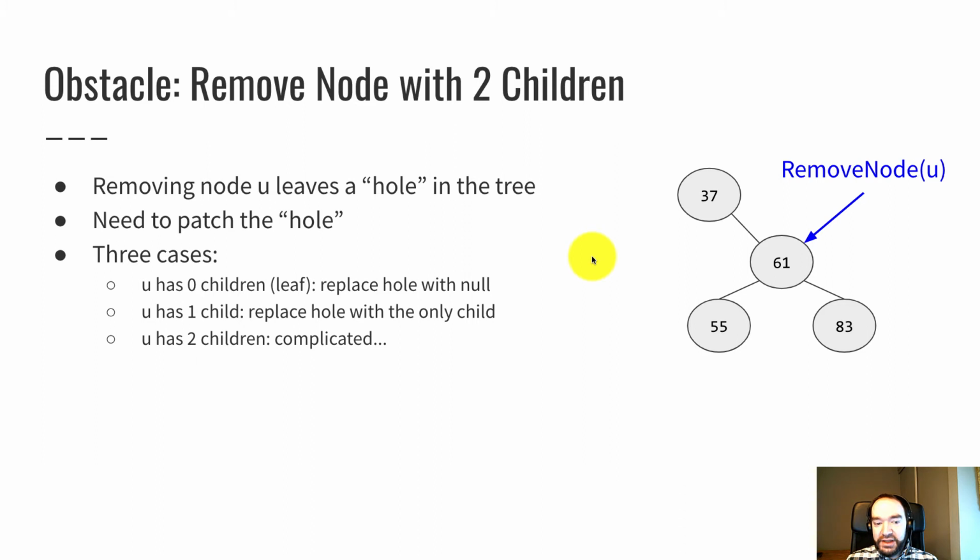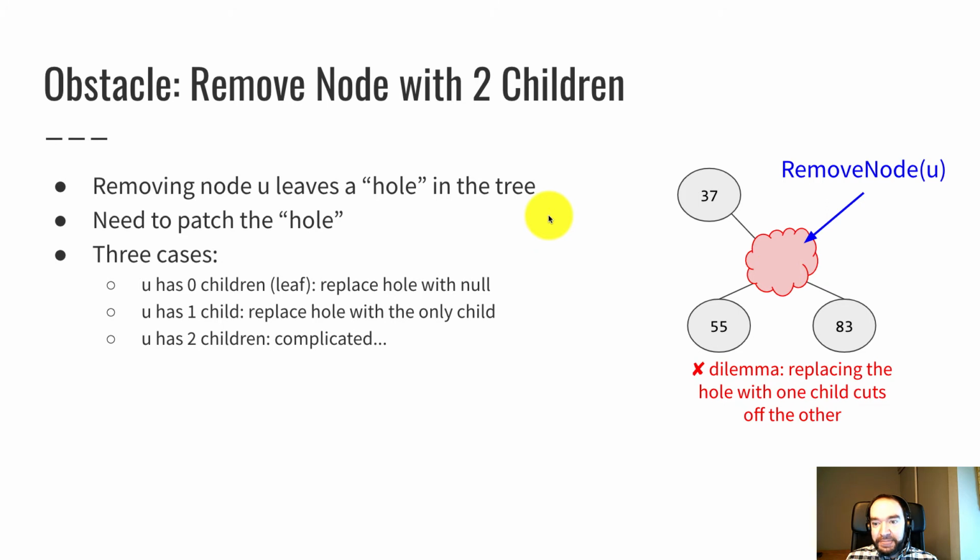What do we do? Well, if we take that node out, there's a hole here. Something needs to take the place of 61. If I just stop now, 37 points at an invalid pointer that's been freed, and there's no way to start at the root and get down to 55, and no way to start at the root and get down to 83. So we broke it. So we need to solve that. We need to put a node in that hole.